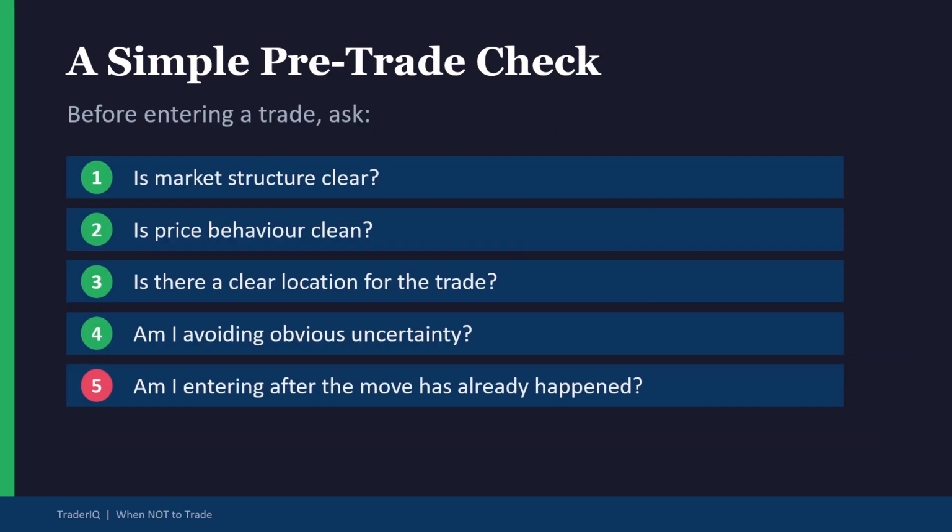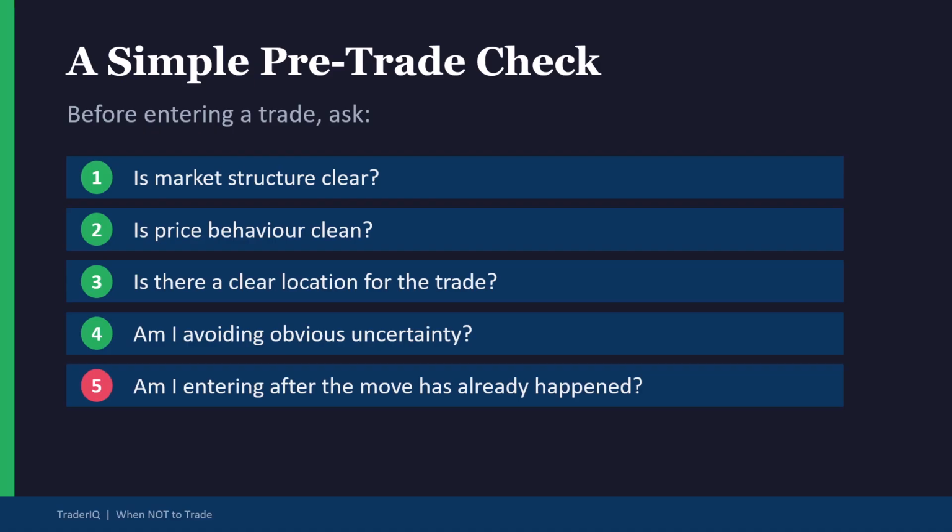So just to start to wrap this up, I thought it would be useful to give you a practical, simple pre-trade checklist. So before entering a trade, ask these questions. Is the market structure clear? Is price behavior clean? Is there a clear location for the trade? Not only right now, but also where it might go to. For example, looking at proximity of the next key level, as I've already referenced. Am I avoiding obvious uncertainty, for example, an impending data point? And am I entering after the move has already happened?